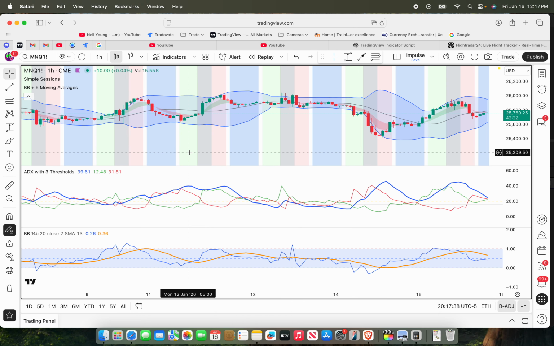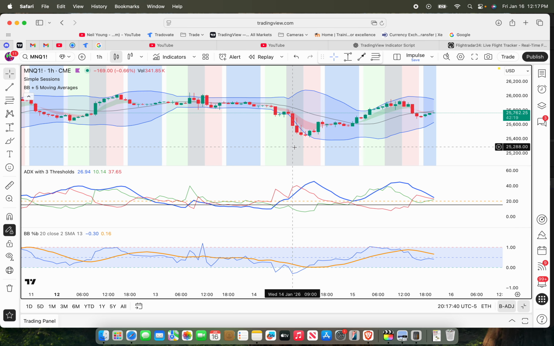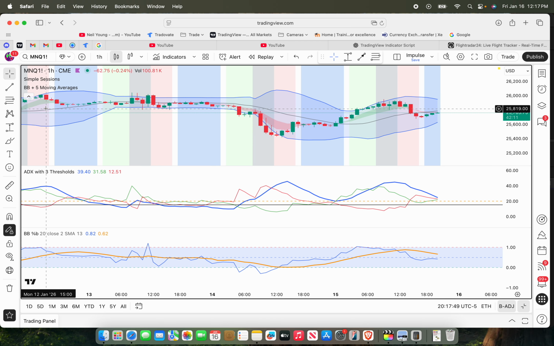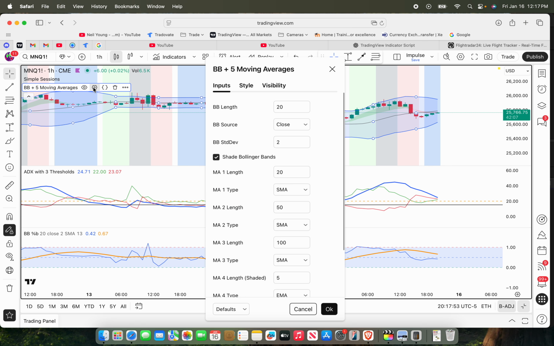So let me just open it up. This is NASDAQ, a 1 hour chart, and we're currently, I'm not logged into my broker, but we're currently in the Asia session. So here's the indicator. It's called Bollinger Band plus 5 moving averages.